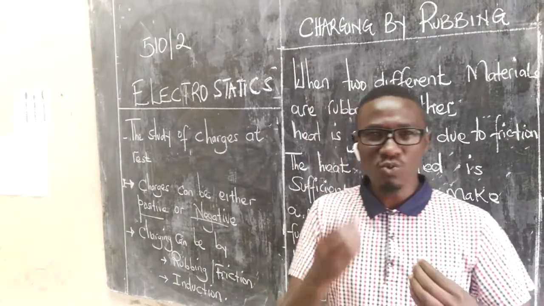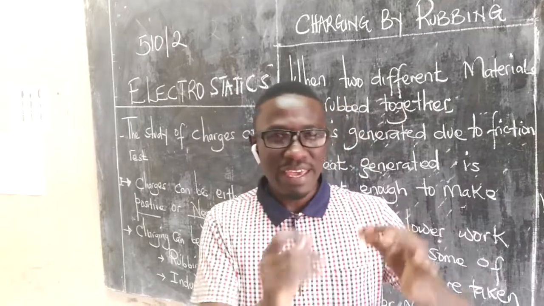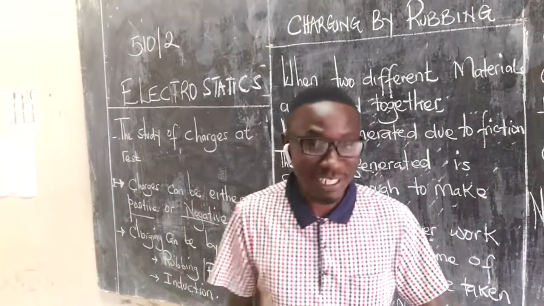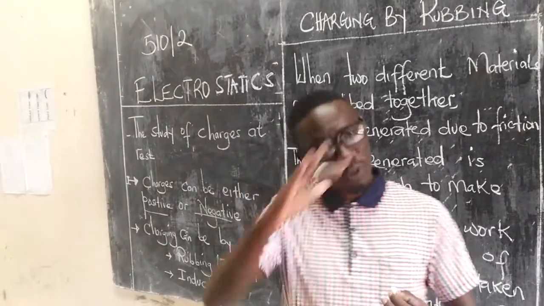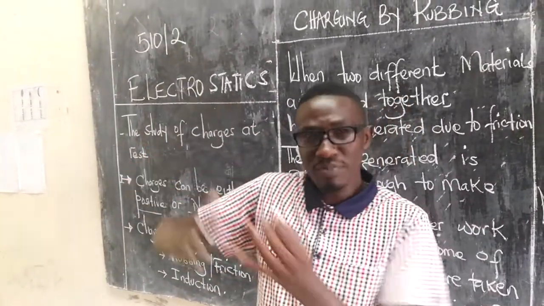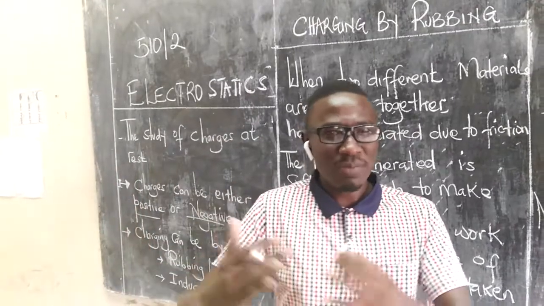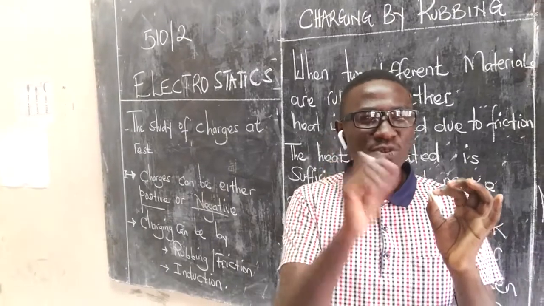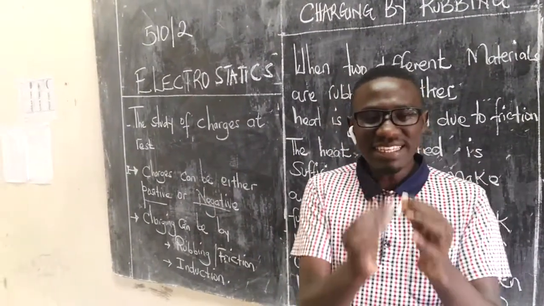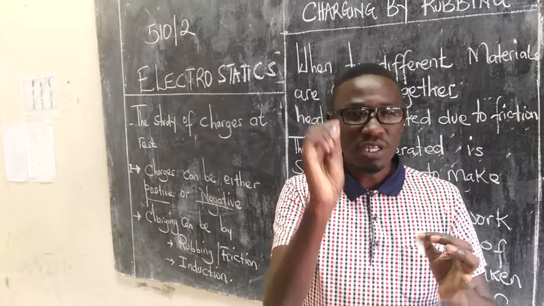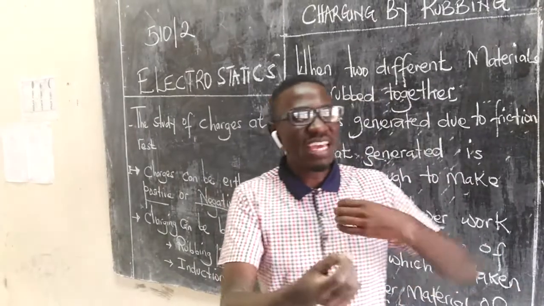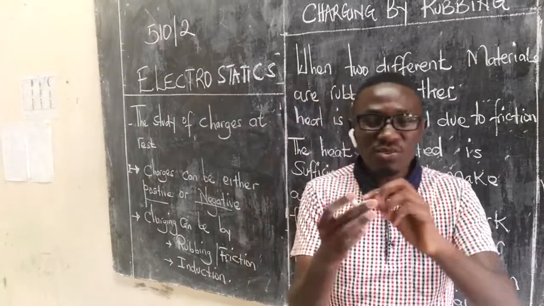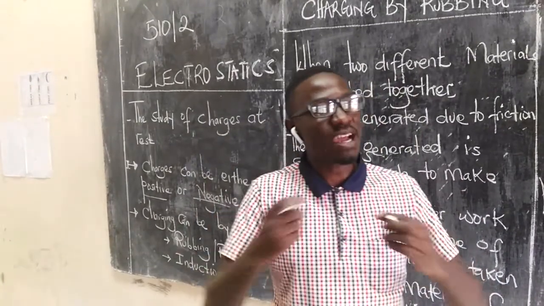And now we are saying that once heat is generated, a material with a lower work function, what do I mean when I say lower work function? In physics paper 1 you look at work function, but in paper 2, I am looking at that material whose electrons are loosely bound. So this heat generated is enough to make this material with a lower work function to release or to lose its electrons to the other material with a higher work function.